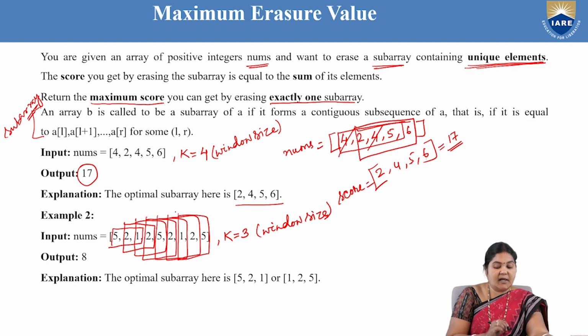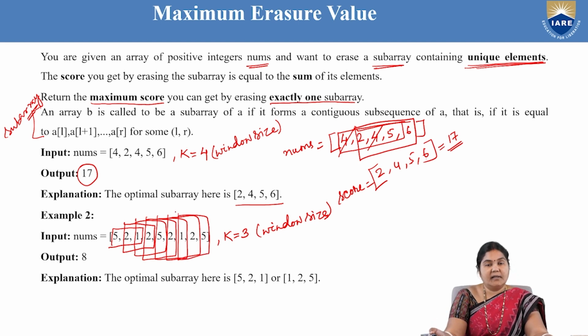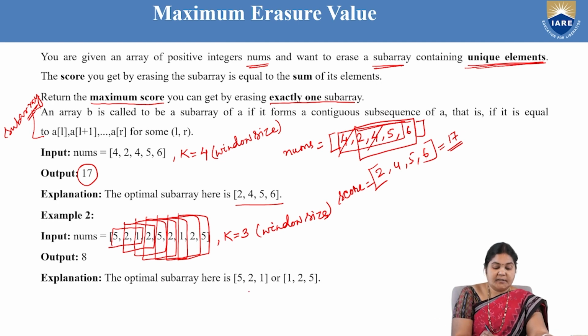If I consider the last frame, it is 1 to 5, again containing unique elements, and the score is 8. So here the optimal subarrays are only two which are coming repeatedly, either 5 to 1 or 1 to 5, and the maximum score is 8.